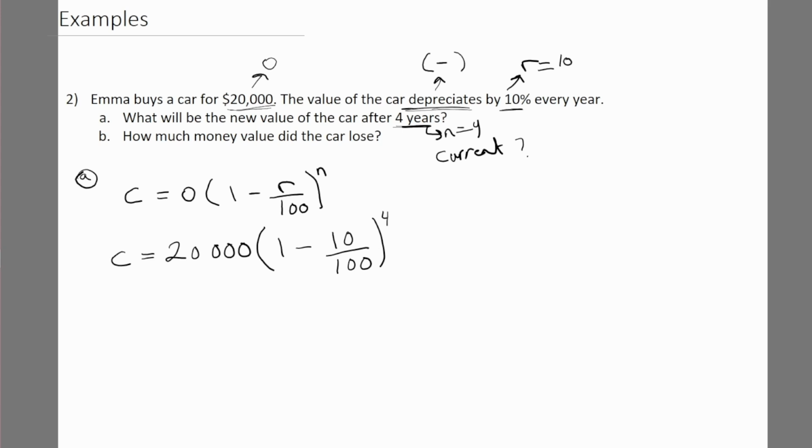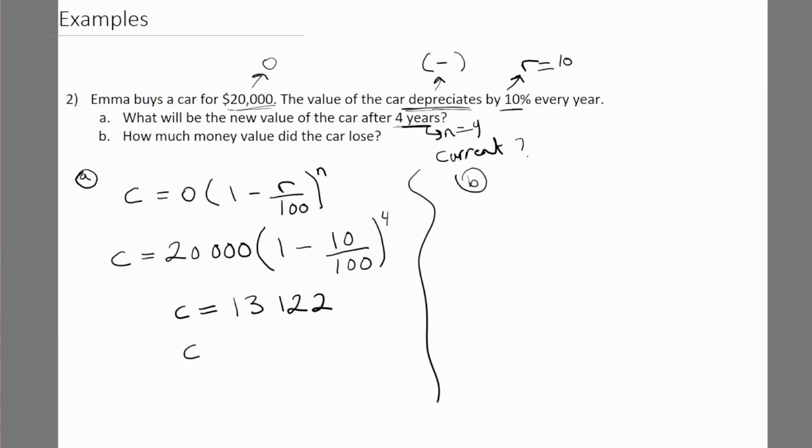We get current value equal to 13,122. Right, so this is the value of the car after 4 years. As we can see, it obviously depreciated in value. It was 20,000 and now it's 13,122.